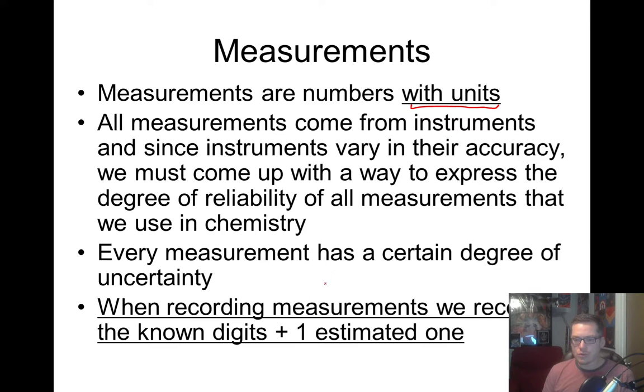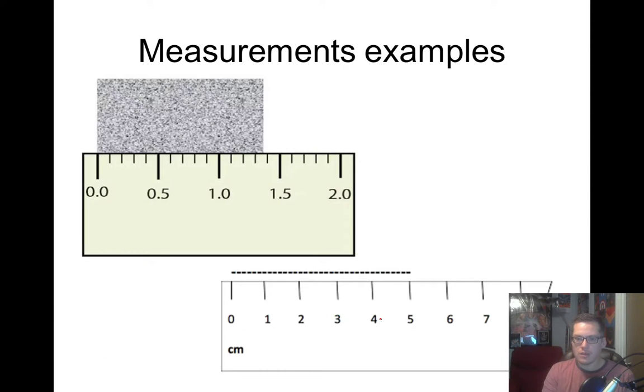When we're recording the measurements that we're making, we always have to keep track of this very important idea, and it's underlined. It says, when recording measurements, we record all the known digits plus one estimated digit. All known digits plus one estimated. So let's practice this real quick. These are just rulers, and you learned in like second grade how to measure things with a ruler, so this should be easy.